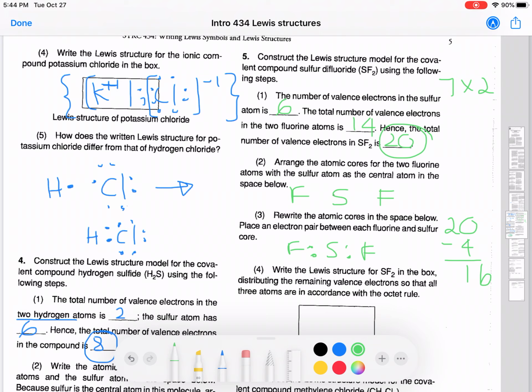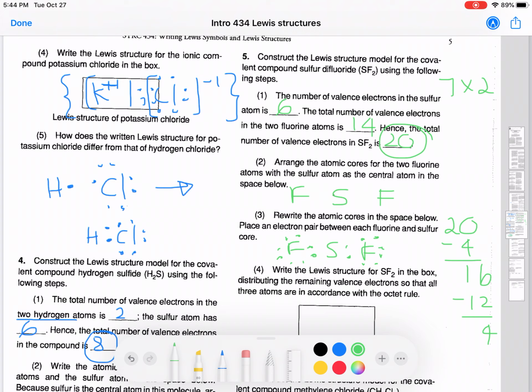When we distribute the electrons, we always go for the terminal atoms first, meaning the 2 fluorines. So fluorine already has 2 electrons sharing. So to make it an octet, it needs only 6. So you put 6. 3 pairs, 6. So we used up 12 for these. And how many more left? 4 electrons left. And then you're going to look at the sulfur. So right now sulfur has 4 electrons. To make it an octet, it needs 4 more.